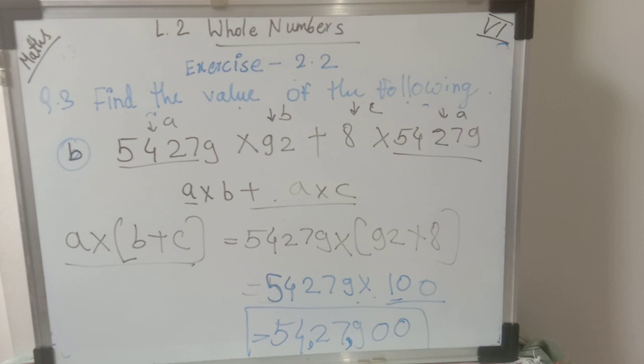Okay, let's see the C example. In the C example we now have to do the subtraction. In the B example we have seen that we have to do the addition, but in C we have to do the subtraction. In the last session I told you this property is for addition also and for subtraction also. Now let's see the C example.